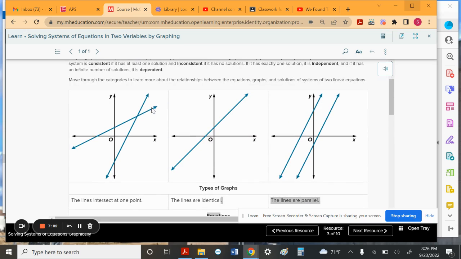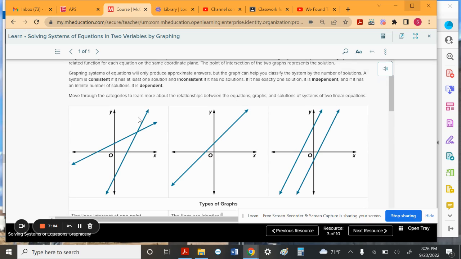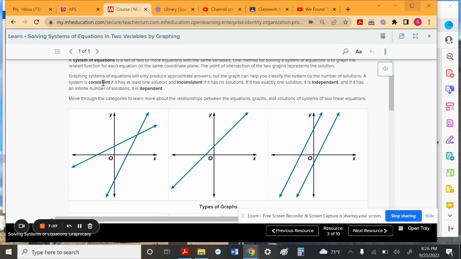We know that we have only one solution here, so it is consistent and it is independent. This one is the same line for both of them. There's two lines here, but it just represents the same line, so it has at least one solution, so it's consistent and it's dependent. This one, they're parallel, they never cross. So it is inconsistent because it has no solutions, and it cannot be either independent or dependent.